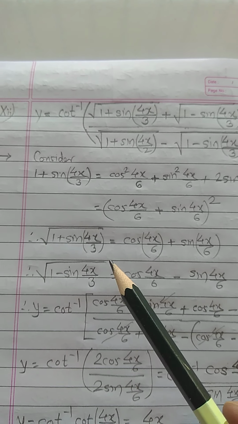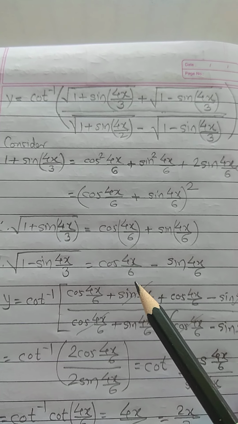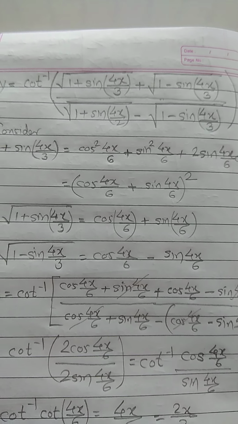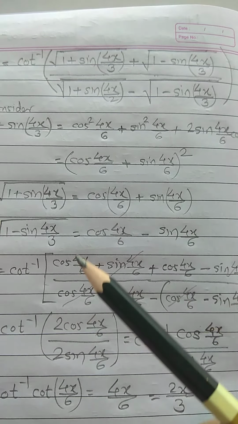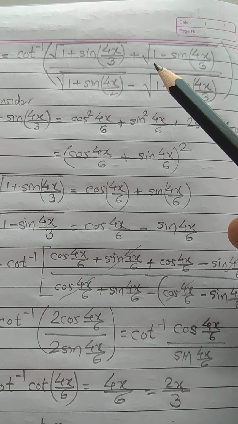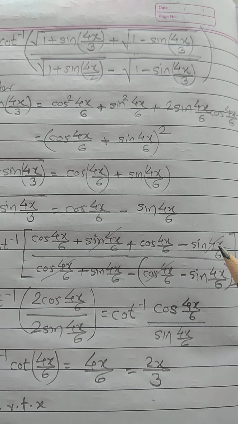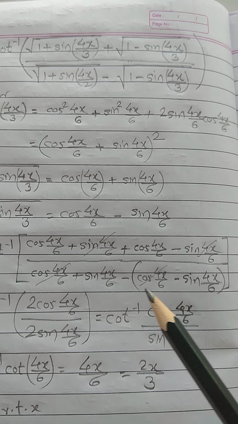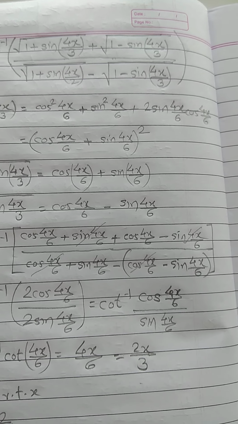Similarly, we can have root of 1 minus sine 4x by 3 as cos of 4x by 6 minus sine of 4x by 6. Now, in place of root of 1 plus sine 4x by 3, we will put cos of 4x by 6 plus sine of 4x by 6. In place of root of 1 minus sine 4x by 3, we will have cos of 4x by 6 minus sine of 4x by 6. Similarly, in the denominator, we will put the values in the simplified form.